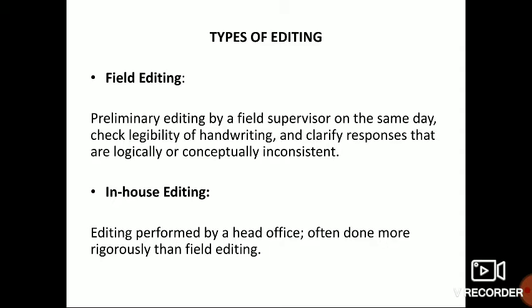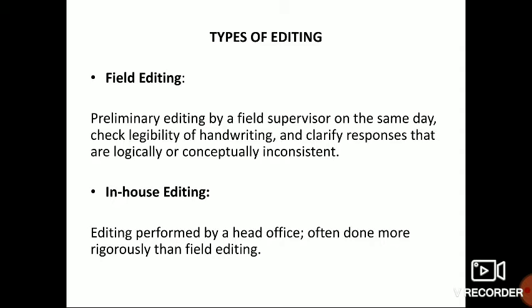In field editing, during the time of collecting the responses from the respondents, a researcher makes some corrections on the spot. During the time of collecting any response, if any corrections or mistakes come up, he does it on the spot of data collection. This is called field editing.